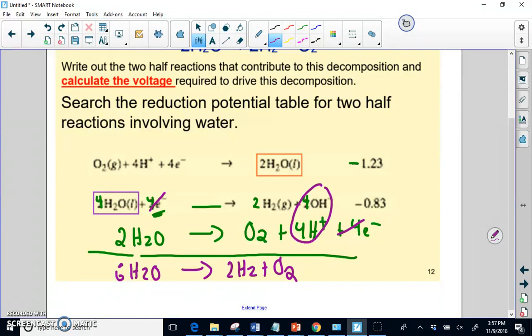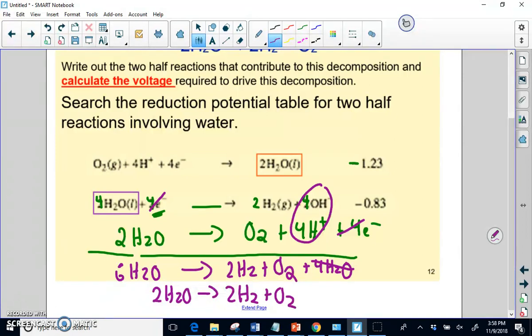But what is this actually? You have an H and an OH, and they're actually going to combine to make 4 waters. Now there's 6 waters on the reactant side and 4 waters on the product side. So these are going to cancel out, and you're going to be left with 2H2O, 2 hydrogen molecules, and then O2, which is the reaction that we started with.